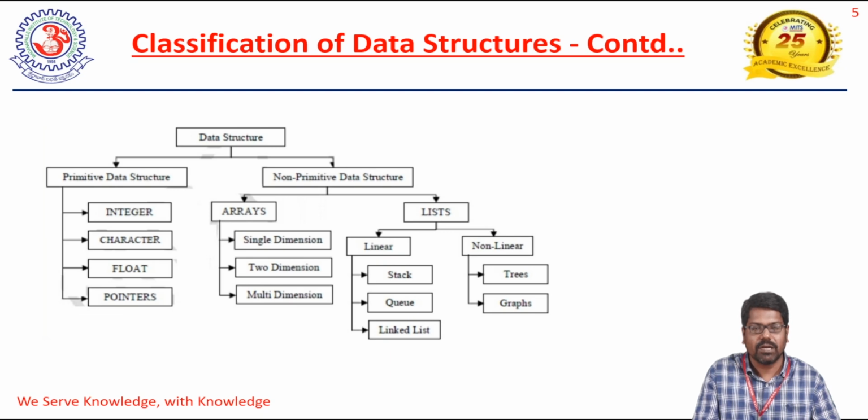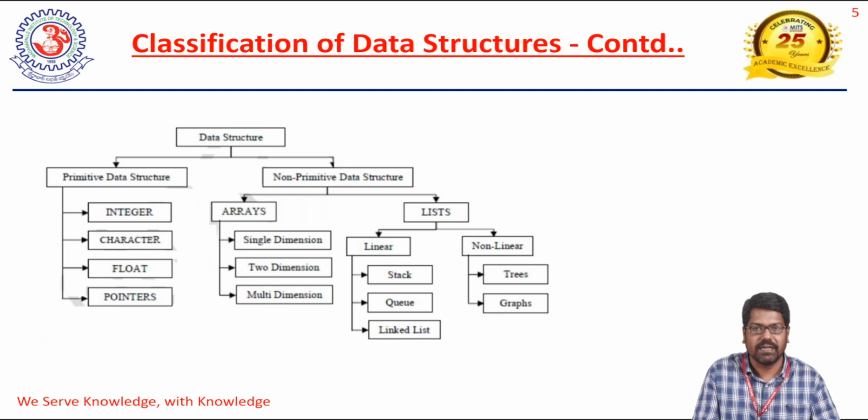Now coming to the non-primitive category, there are two categories again. One is the list category, and another one is the array category. The array category we can also call a linear data structure, and the list is also called a non-linear data structure. Under arrays, if you look at the classification, there are single-dimensional arrays, two-dimensional arrays, and multi-dimensional arrays also. Under list, there are linear lists and non-linear lists also.